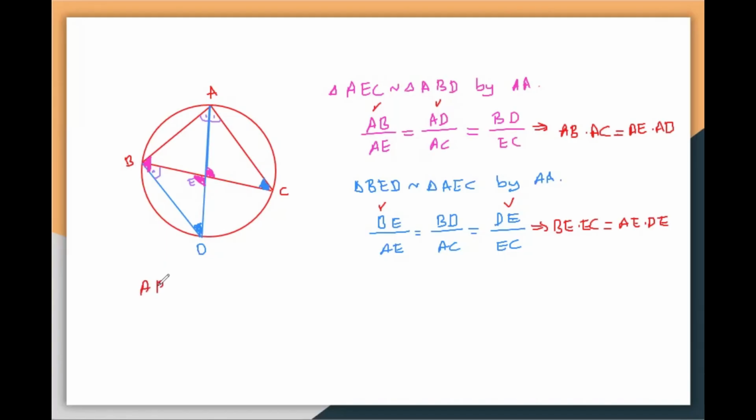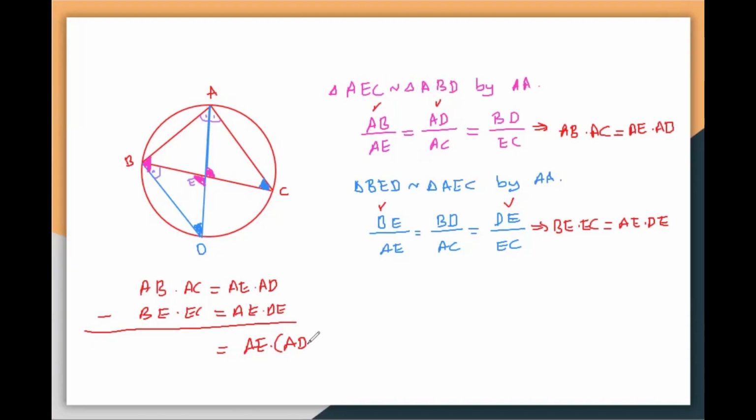So AB times AC equals AE times AD, and BE times EC equals AE times DE. I'm going to subtract the second equation from the first one because I'll take the DE out of AD, and then we nicely have AE as a common factor. So that should be AE times (AD minus DE). Again, if this doesn't make sense, write this as a difference and pull the AE out as a factor.